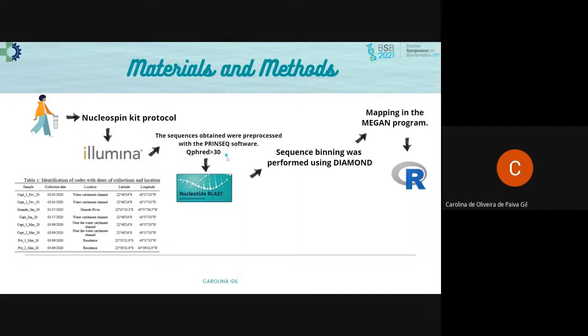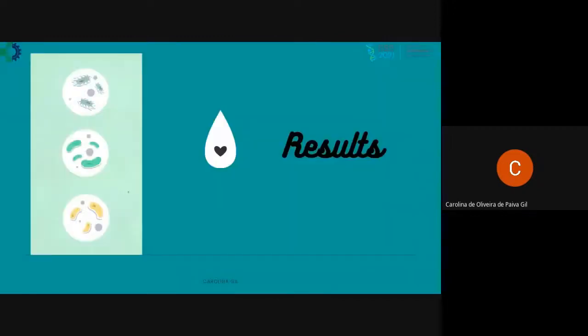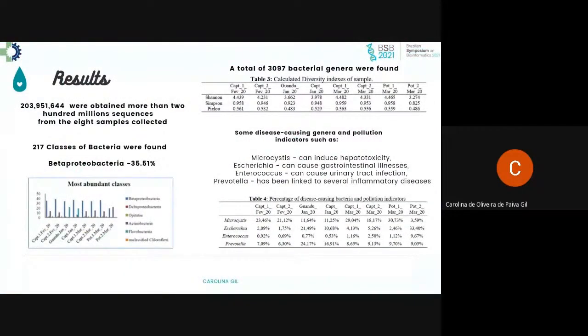The exploration of the taxonomic and functional diversity of the microbial communities present in the samples was carried out from results obtained with the BLAST local alignment program. After sequence binning was performed using DIAMOND and mapping in the MEGAN program, all statistical analyses were performed using the R programming language. So we obtained more than 200 million reads from the 8 samples collected.